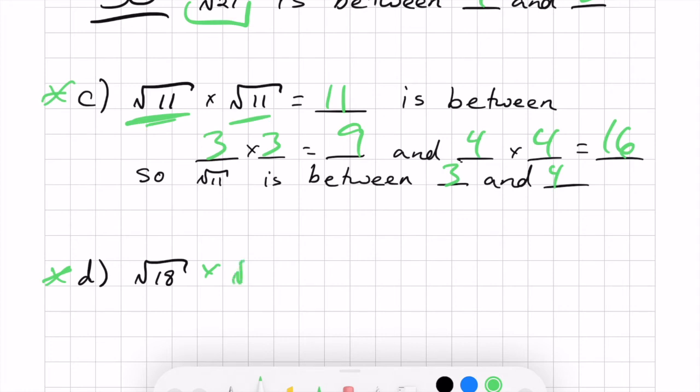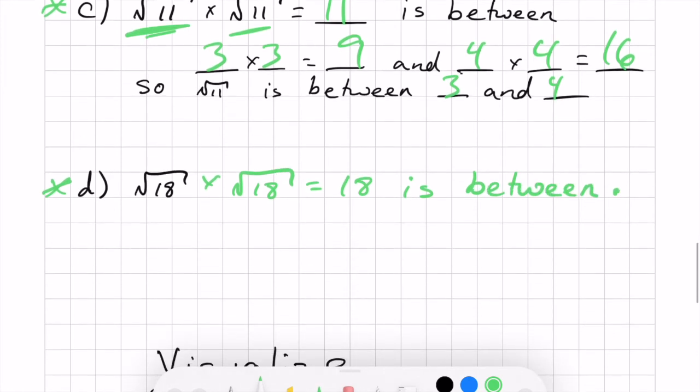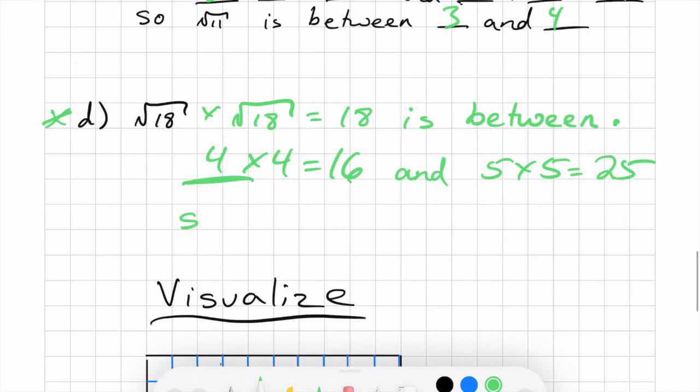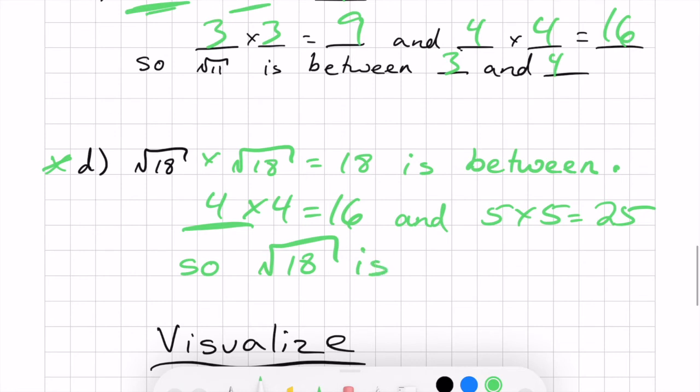Okay, and here we go. The square root of 18 is between, okay, and then I know 4 times 4 equals 16, right? So just one below, and 5 times 5 equals 25. So the square root of 18 is between 4 and 5 on the number line.